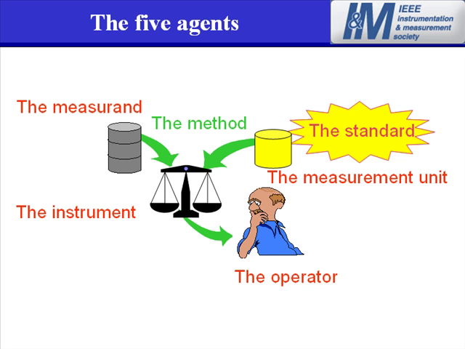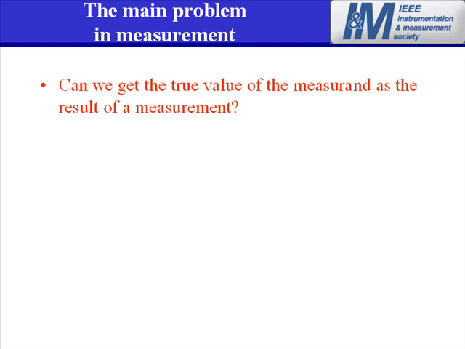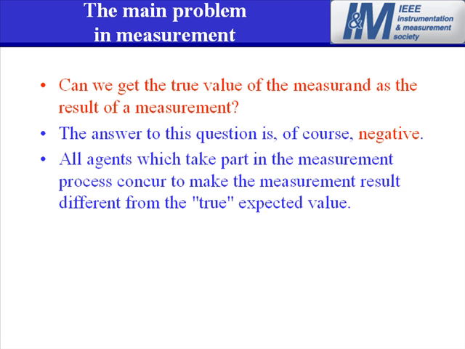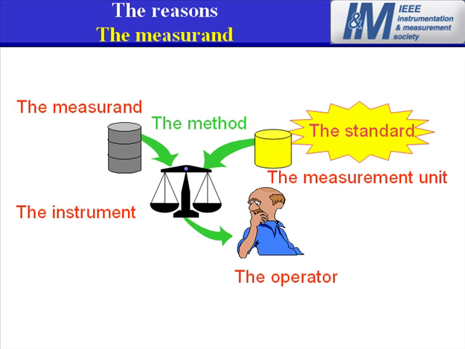Let's now go back to the fundamental questions we talked about a few seconds ago. The main one is for sure the one concerned with the capability of obtaining from the measurement result the true value of the measurement. The answer to this question is of course negative, and if we look into each one of the 5 agents, we can understand why this answer is negative. So, let's start with the measurement.